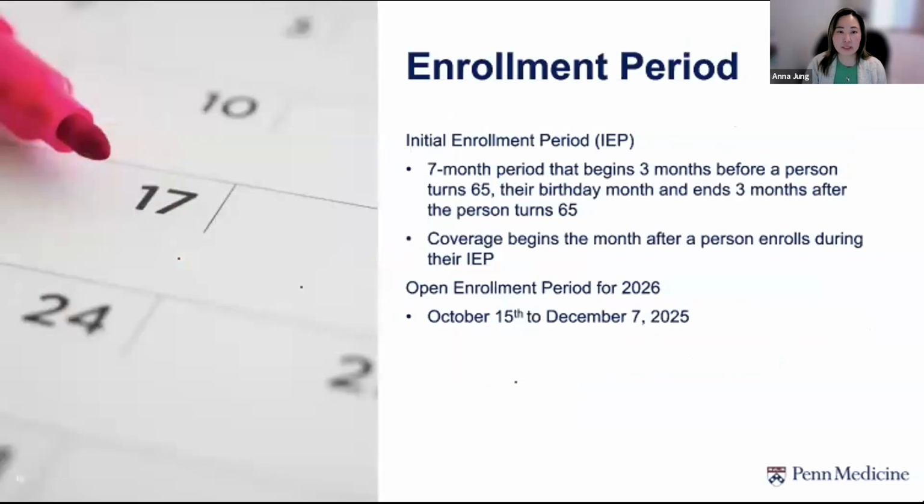So the enrollment period for Medicare, if you're new to Medicare, is a 7-month period that begins 3 months before a person turns 65, their birthday month, and then ends 3 months after the person turns 65. Coverage begins the month after a person enrolls during their initial enrollment period. If you are already in Medicare and you would like to make a change or switch to a different plan, the open enrollment period for 2026 is between October 15th to October 7th, 2025.